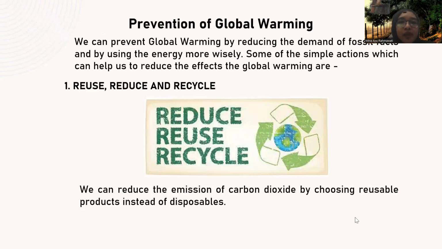Okay, next, prevention of global warming. We can prevent global warming by reducing the demand for fossil fuels and by using energy more wisely. Some of the simple actions which can help us to reduce the effect of global warming are: number one, reduce and recycle. We can reduce the emission of carbon dioxide by choosing recyclable products instead of disposable.